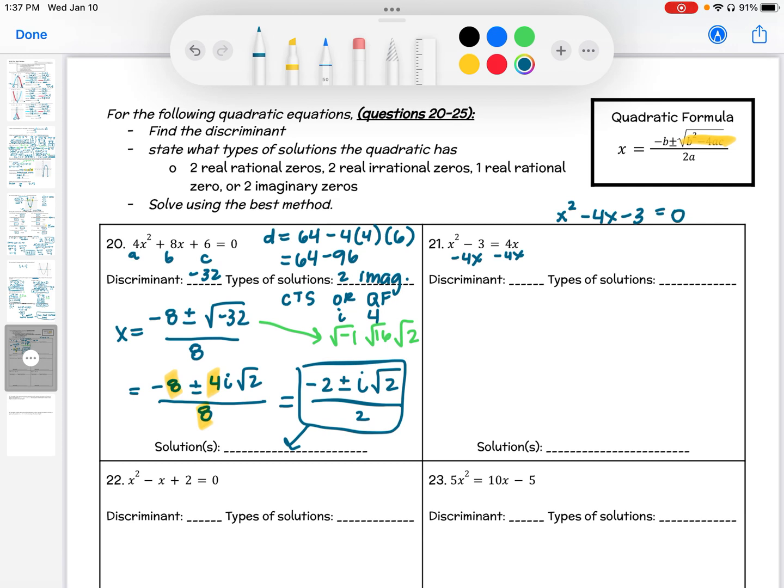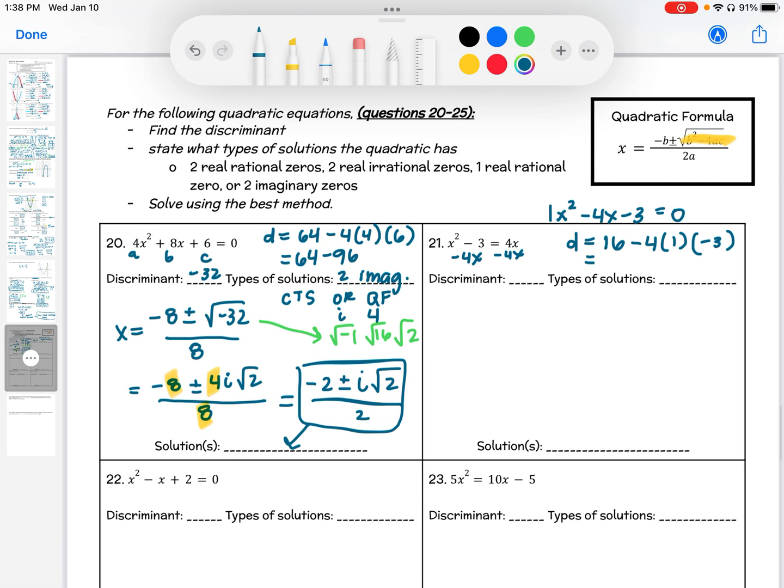So let's find the discriminant. D equals b squared. B in this case is negative 4, so negative 4 squared is 16, minus 4 times a. There's nothing in front of the x squared, so it's 1. And negative 3. Don't forget to take that sign with you. So this would be 16 plus 12, which would be 28.